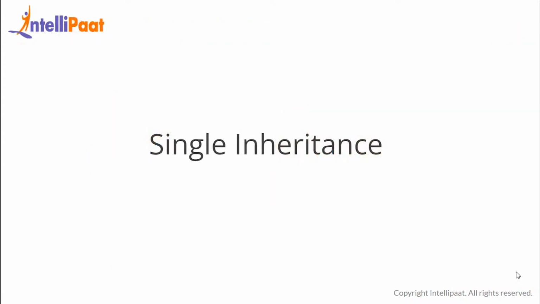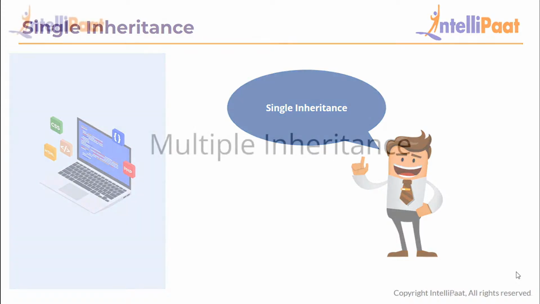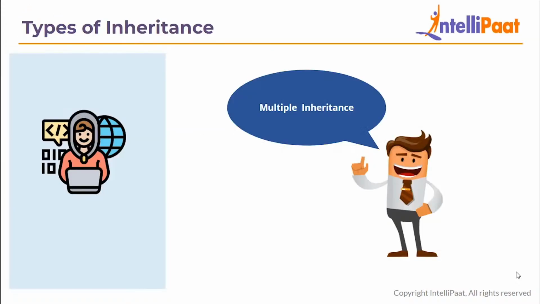Now let's discuss the types of inheritance. In single inheritance, the derived class inherits the attributes from a single parent class, allowing for code reuse and the addition of new features to the existing code. The next one is multiple inheritance. This sort of inheritance occurs when a class can be derived from more than one base class. All of the features of the base classes are inherited into the derived class in multiple inheritance.